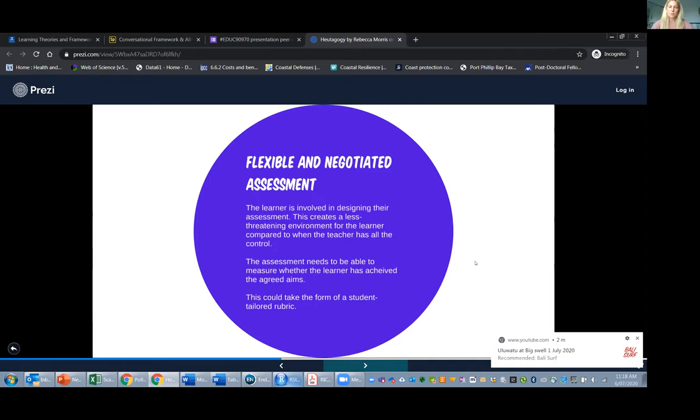The learner is actually involved in designing their assessment. It's been said that this creates a less threatening environment for the student because normally in regards to assessment, we as teachers have all of the control. We set the assessments, we set how much they're worth, and this can be quite stressful for students. However, there does need to be some way that you can measure that the learner has achieved their agreed aims. So it does have to be measurable. Something that might be useful is having a student-tailored rubric. I guess most of us create rubrics, but this can actually be created with the student.